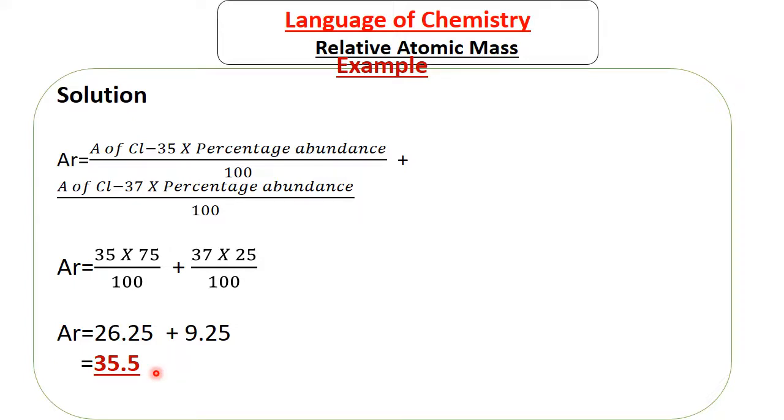Sometimes they can ask you, why is it that the relative atomic mass of chlorine is a decimal instead of a whole number? Why can't it be 35 or 36? Why is it 35.5? The answer is simple: because the relative atomic mass of chlorine is the average of the atomic masses of its isotopes.